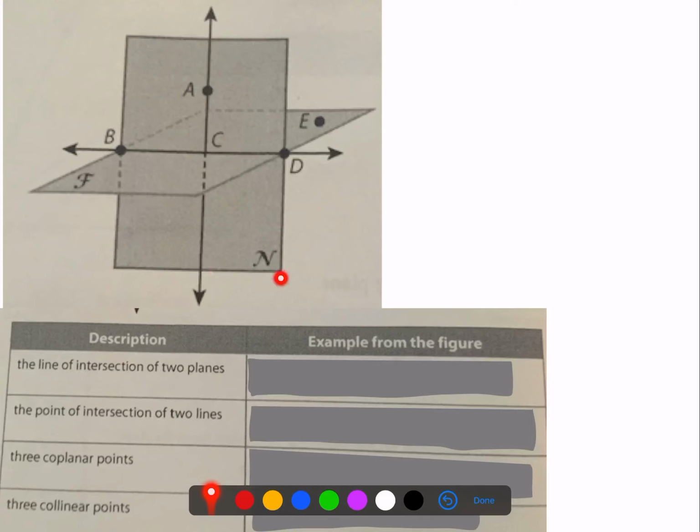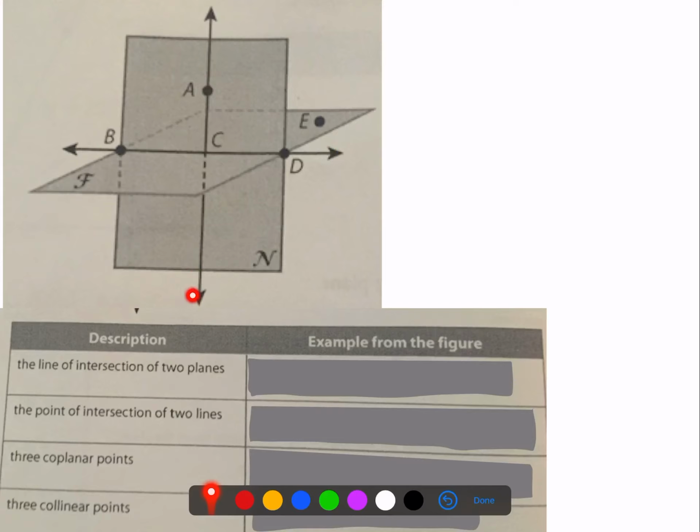Now, the line of intersection of 2 planes. They're telling us right now that 2 planes intersect in a line. So we have 2 different lines here, line BD and line AC, and we need to find out which one is causing the intersection. So where do they cross?